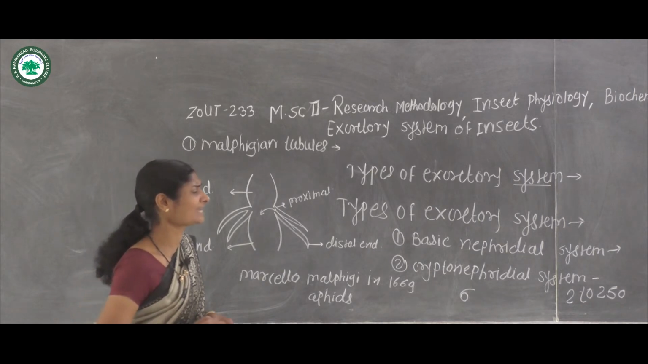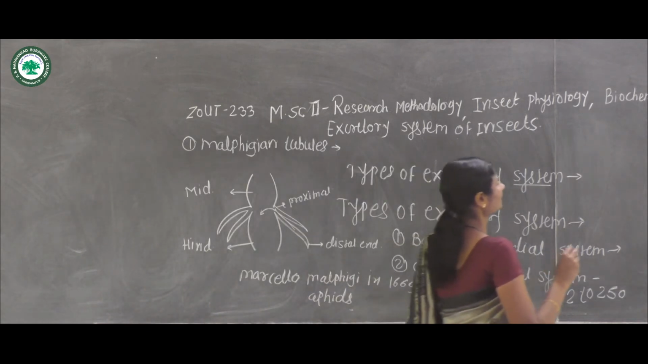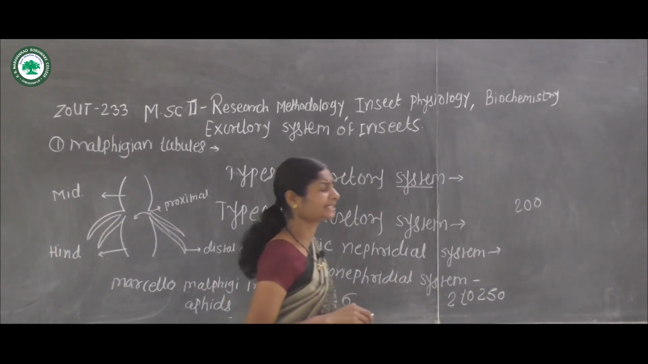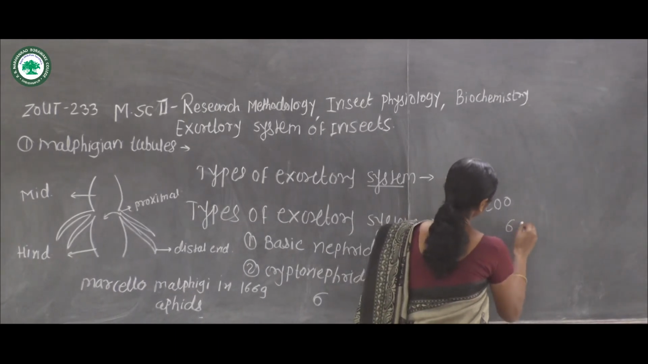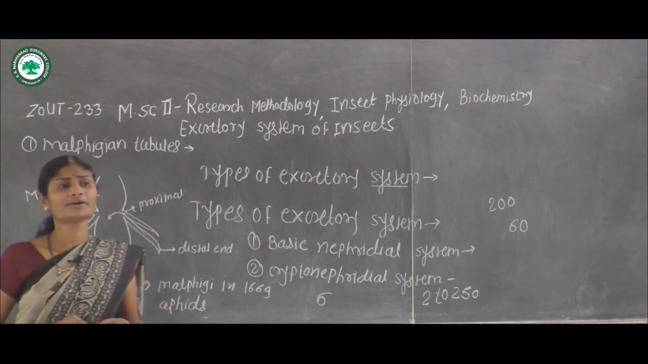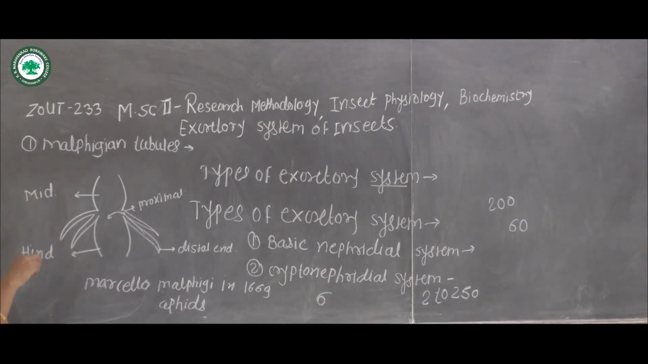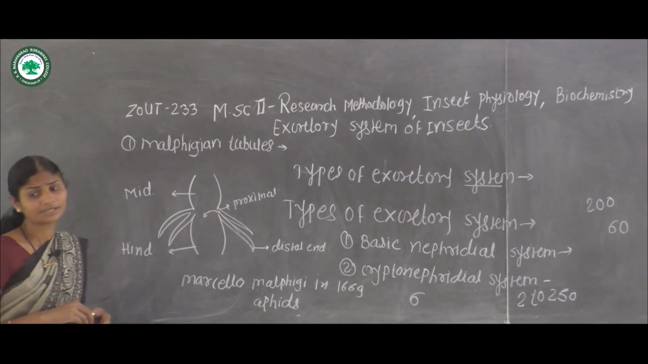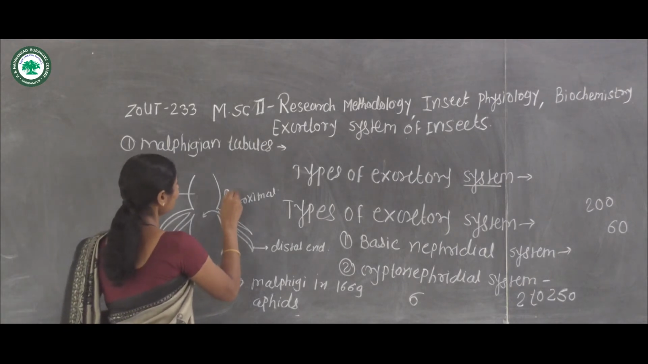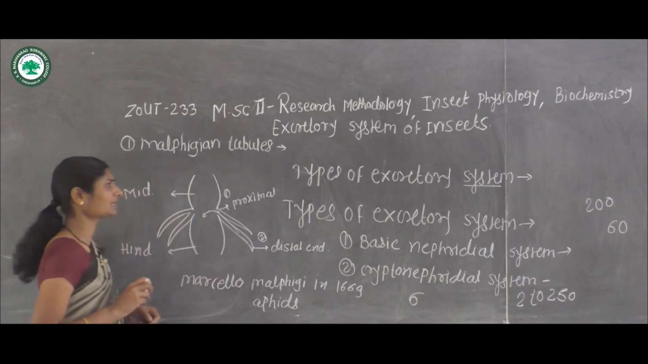In grasshopper, the Malpighian tubule number is 200, and in cockroach, it is 60. These Malpighian tubules are arranged in a bunch at the junction of the midgut and hindgut region. These Malpighian tubules form two regions. First is the proximal region and second is the distal region.